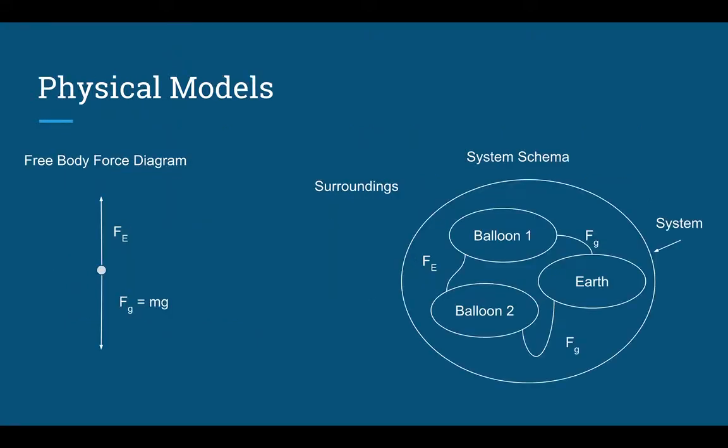Our physical models consisted of a free body diagram and a system schema. The free body force diagram had an electrical force acting upwards that was exactly canceled out by a gravitational force pointing downwards. Our system schema consisted of the 2 balloons, which have electrical charge acting against each other, and Earth, which is exerting a gravitational force on both of the balloons.